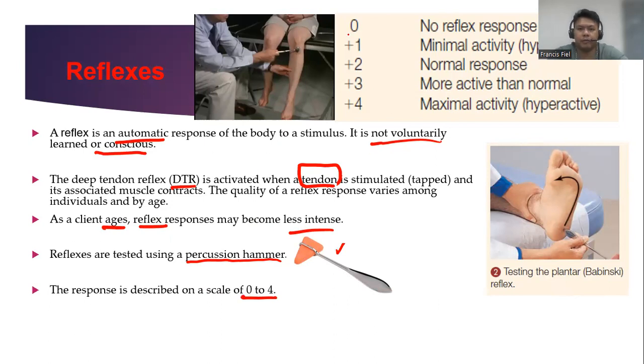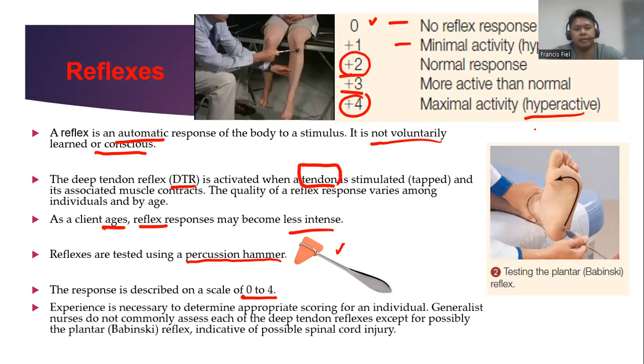What do you mean by 0 to 4? You have 0 for no reflex response, +1 minimal or hypoactive, and number 2, which is the normal response. Ito yung gusto natin na response, number 2. Number 3 is more active than normal, but number 4 is hyperactive na masyado. Now, hindi naman nurses talaga ang nag-a-assess ng deep tendon reflex. It is usually the specialists or doctors.